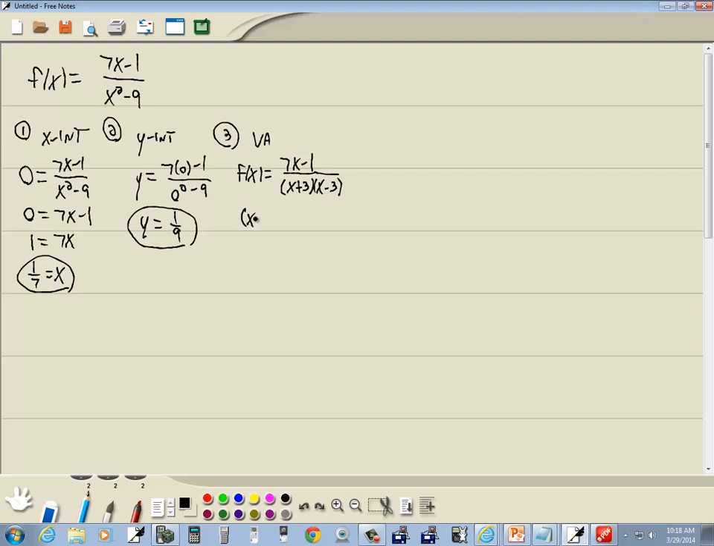So then we set our denominator equal to 0. So I'll set x plus 3, x minus 3 equal to 0. Now zero factor property. You get 0 on one side, you factor the other side, you set each factor equal to 0. So I'll set x plus 3 equal to 0 and x minus 3 equal to 0. And that gives us negative 3 and positive 3.